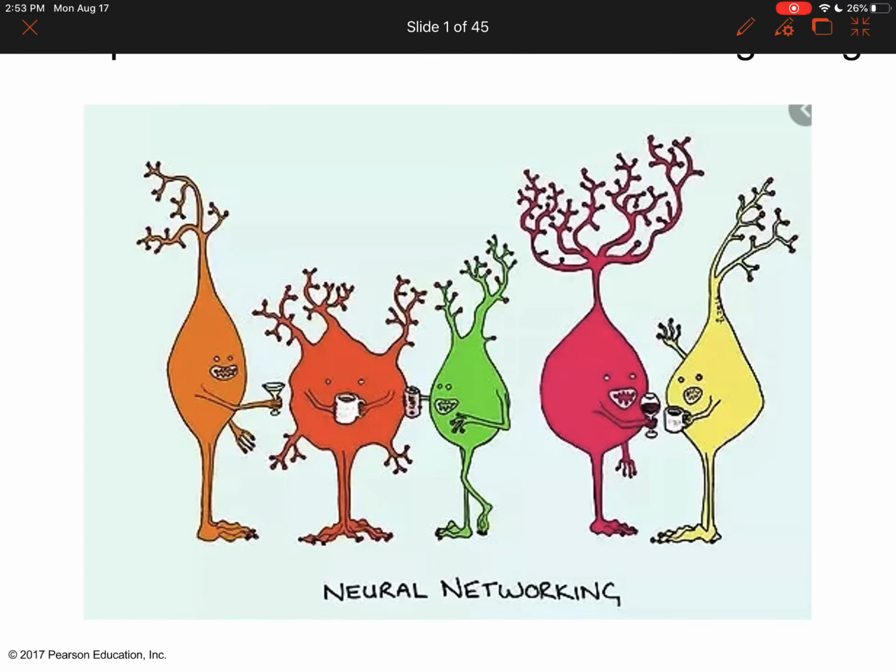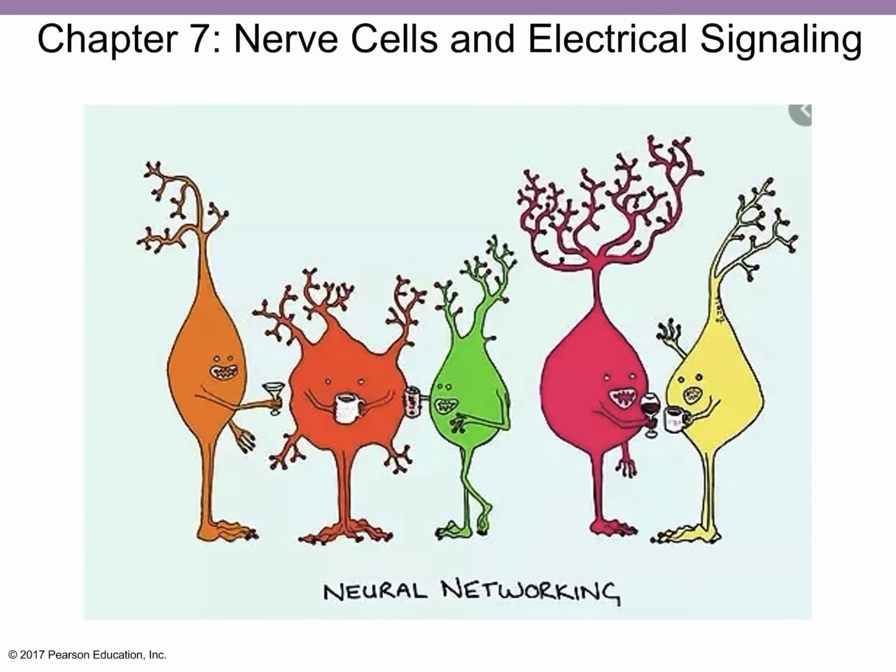Right, guys, this is chapter 7. We're going to begin the nervous system physiology now. So this is nerve cells and electrical signaling. We're going to be talking about neurons and how they physically send an action potential to another neuron.